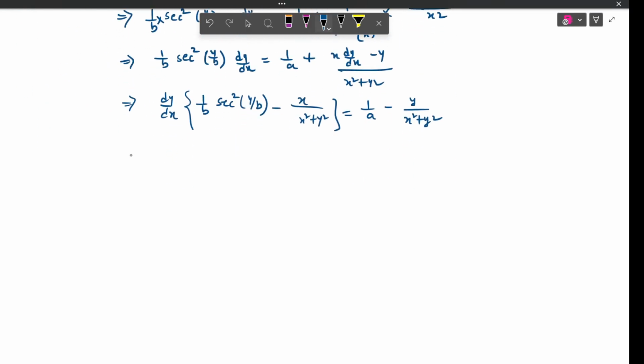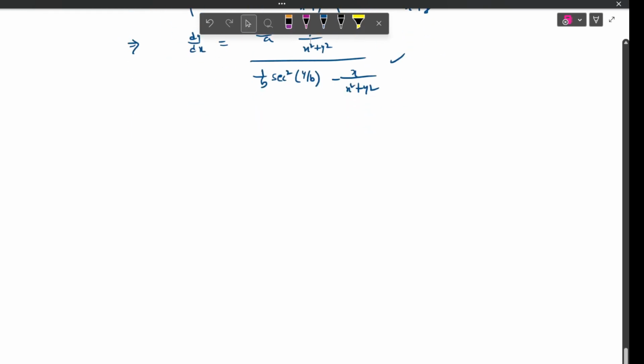Now, what will be your dy by dx? It will be 1 by a minus y by x square plus y square by 1 by b sec square y by b minus x by x square plus y square. Okay.